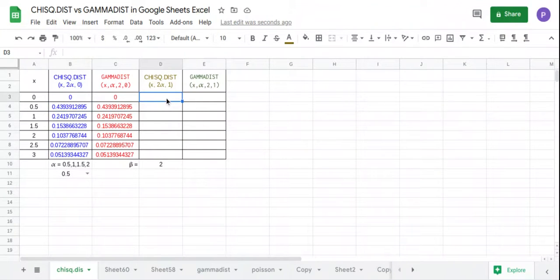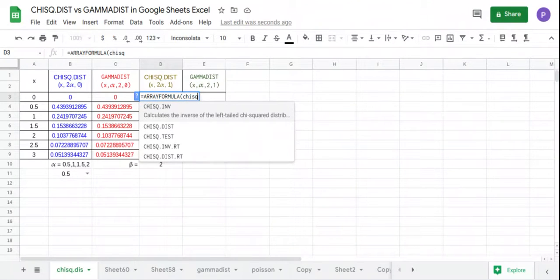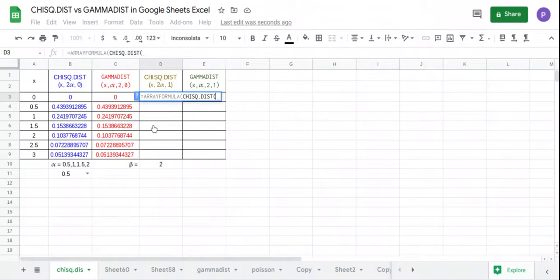And for the cumulative distribution function, array formula, CHISQ.DIST of the x value, comma, 2 times alpha, comma, 1.